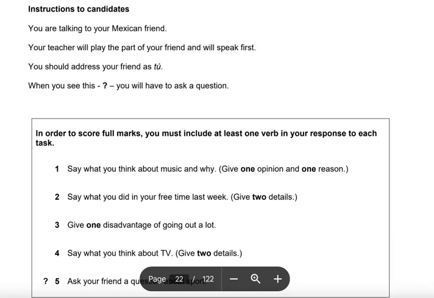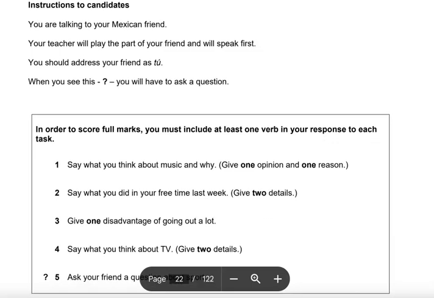We're now going to have a look at the role play, which is part of the new specification, and it's the first task of the speaking on AQA that you will do. So we're now going to have a look at the role play, which is the first element of the new AQA GCSE Spanish specification.